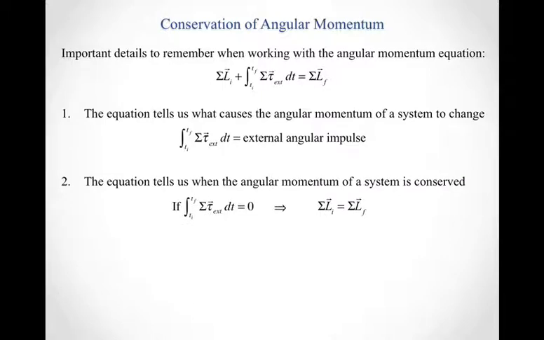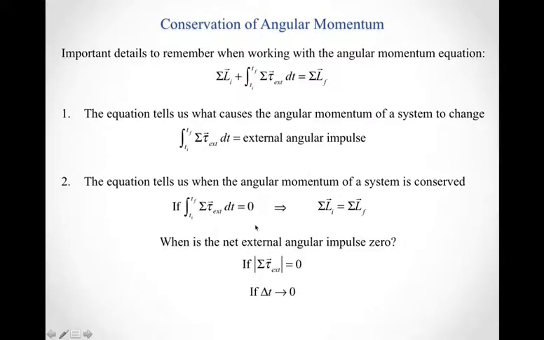If the net external angular impulse acting on your system is 0, then the angular momentum of your system is going to be conserved. Again, if this integral goes away, then the total initial angular momentum of your system is equal to the total final angular momentum of your system. Under what conditions is this integral 0? Well, two options. One of them is that the net external torque acting on your system is 0. The other is if the time interval you allow that net external torque to act is effectively 0, then there's no time for that external torque to generate an external impulse.